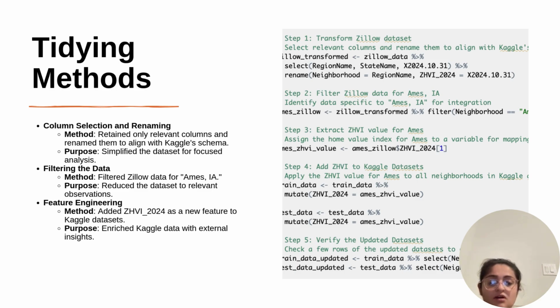Here you can see the steps I have actually done. Each variable forms a column; we ensure columns like ZHVI 2024 represent distinct variables. Each observation forms a row. Each row represents a single property or region, and each dataset consists of one type of observation unit. Zillow data pertains to regions, while Kaggle data pertains to individual properties. The tidying process ensured that both datasets were clean, consistent, and ready for integration and analysis.